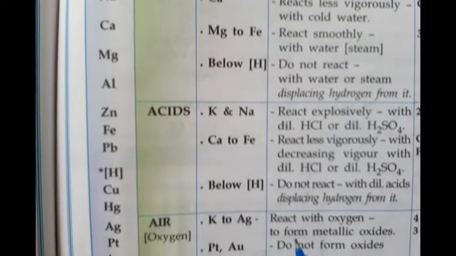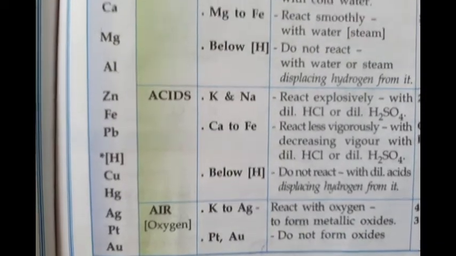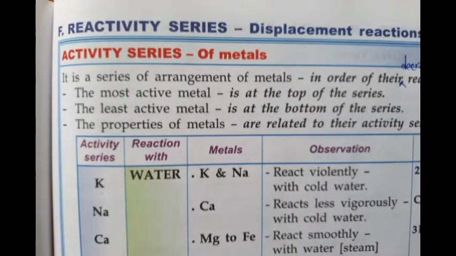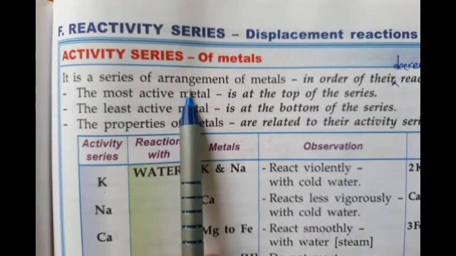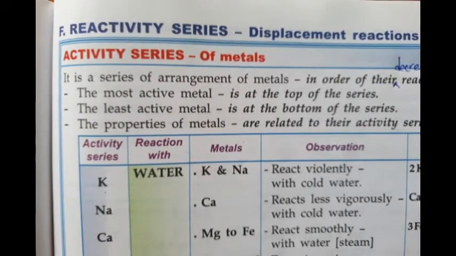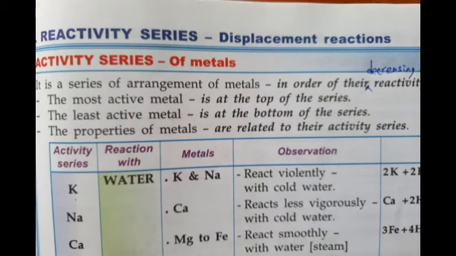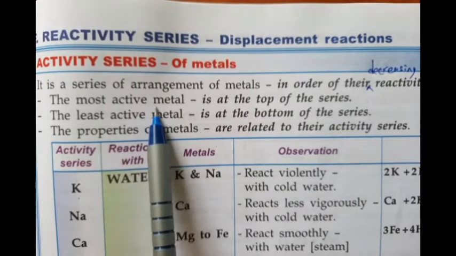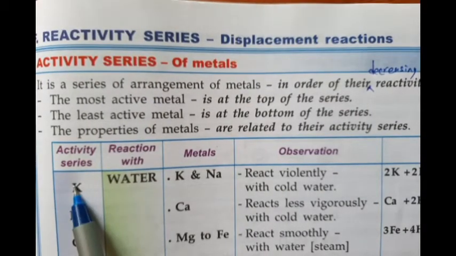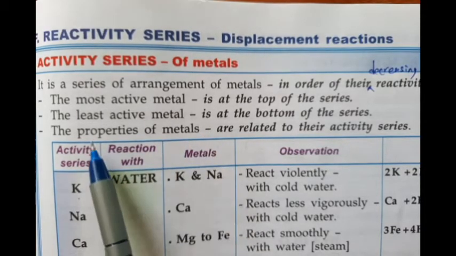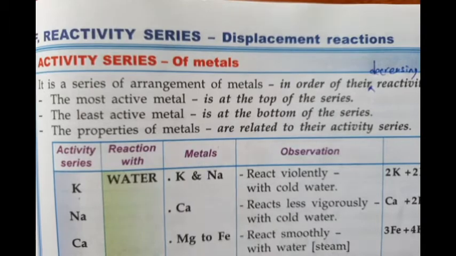Remember this sequence by heart. I'm saying it repeatedly because it's very important. Then remember the definition: it is a series in which the arrangement of metals is in order of decreasing reactivity, and the most reactive metals are above. At the top of the series you see the most reactive metals, and at the bottom you see the least reactive metals of the series.